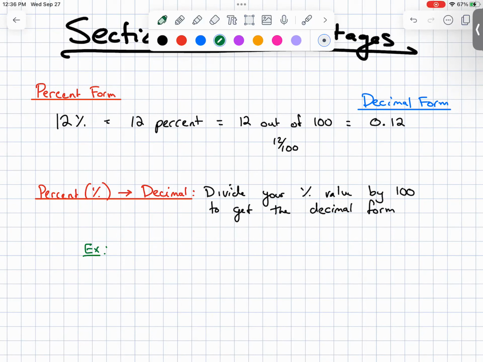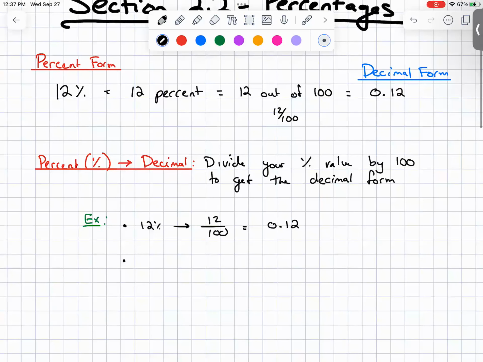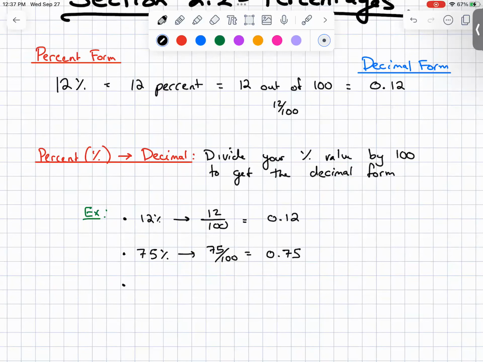So for example, we already listed it, but I'm going to write it again. 12%, you take 12 divided by 100, you get 0.12. Something like 75%, that's going to be 75 divided by 100, which is going to be 0.75. But these can even be weirder numbers. So we could have something like 7.104%. That's going to be 7.104 divided by 100, which becomes 0.07104.